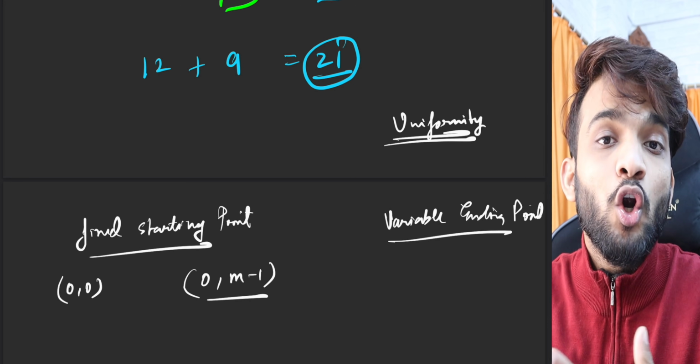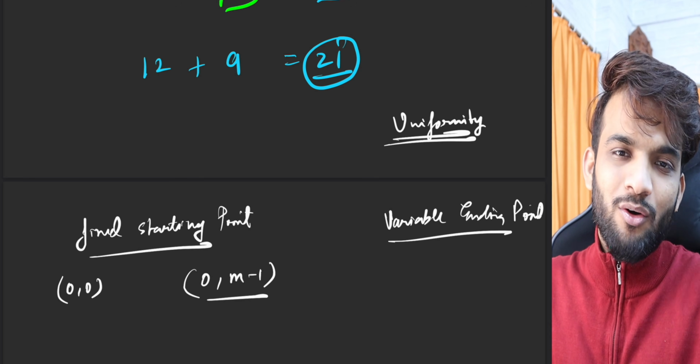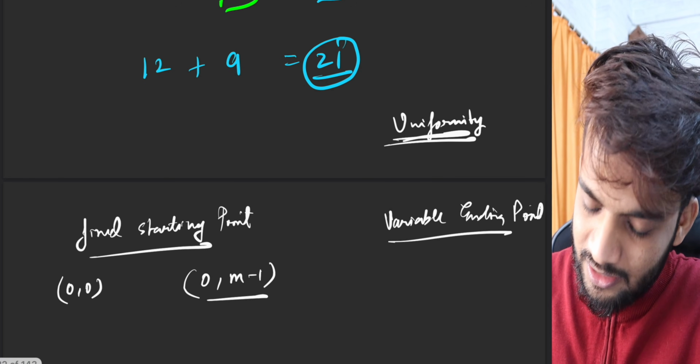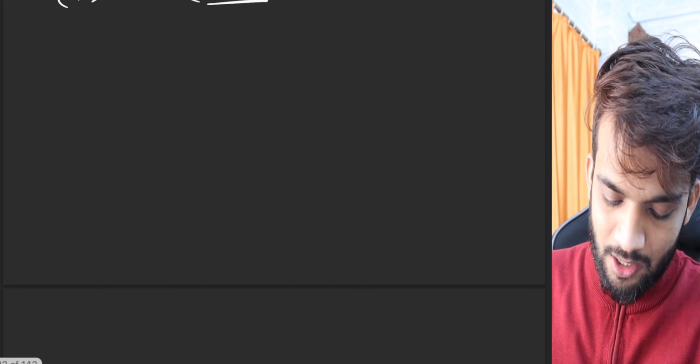So since the values are not uniform, someone is small, someone is growing, someone is very less, you don't know how the values are. So due to non-uniformity, greedy cannot be applied. So if greedy cannot be applied, what comes to your brain?